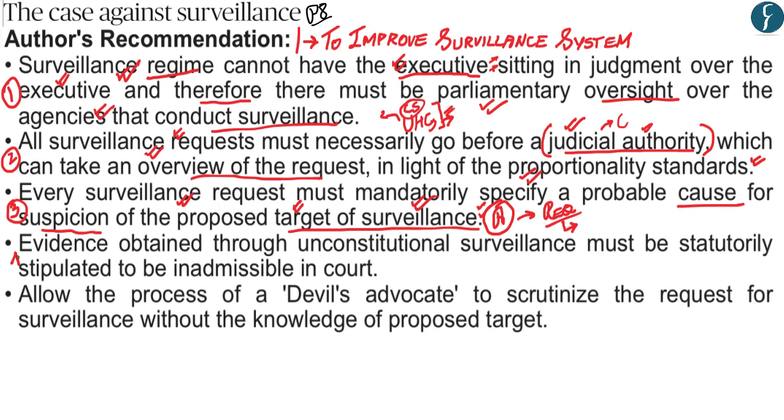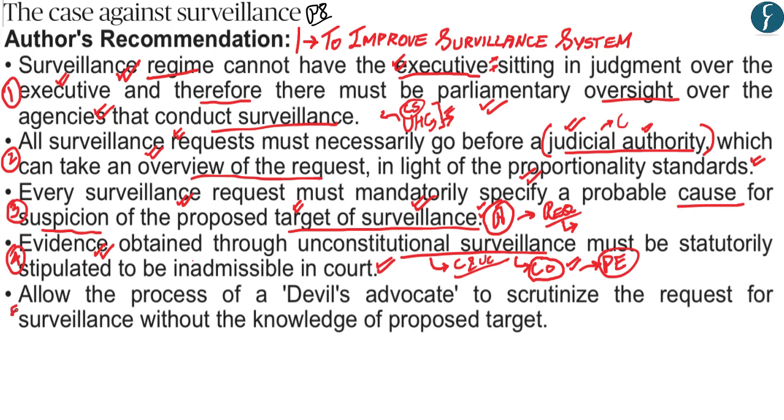The fourth recommendation provided by the author is that evidence which has been obtained through unconstitutional surveillance must not be allowed to be presented before the court. However, you also have to understand that currently there is no specification as to which method of surveillance is constitutional or not. And apart from that, if the surveillance methods are under scrutiny of the courts, then the surveillance methods of India's intelligence agencies would come under the public eye and thereby compromise the national security of India.